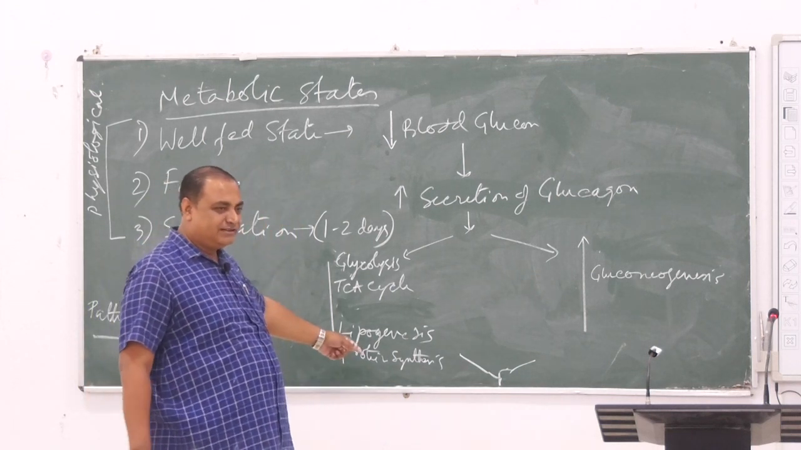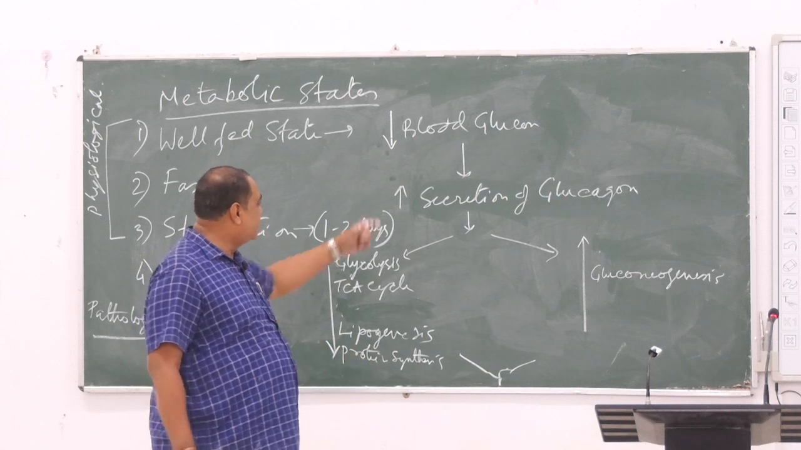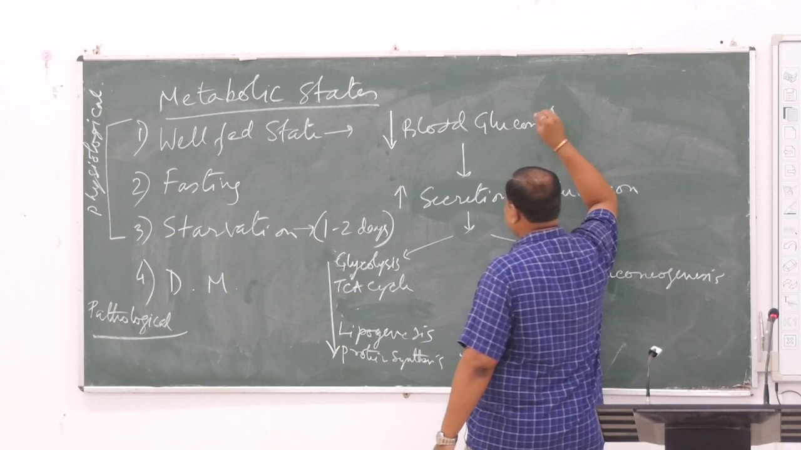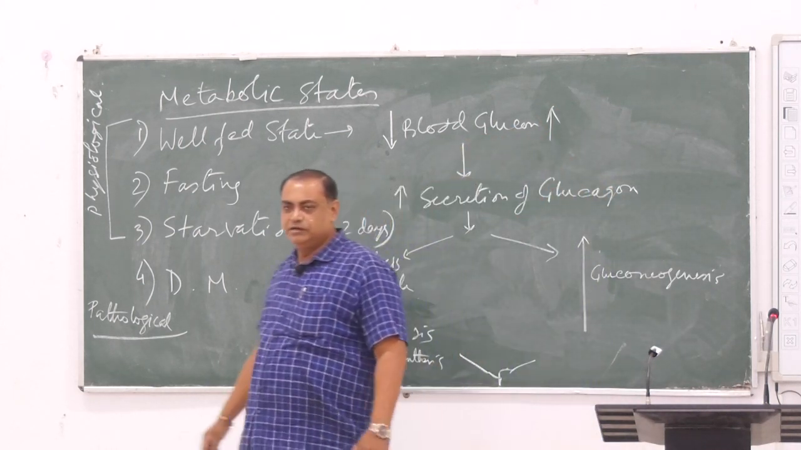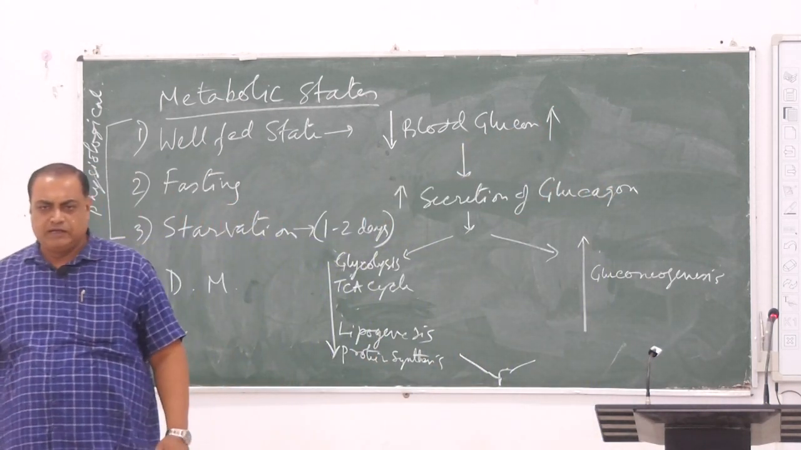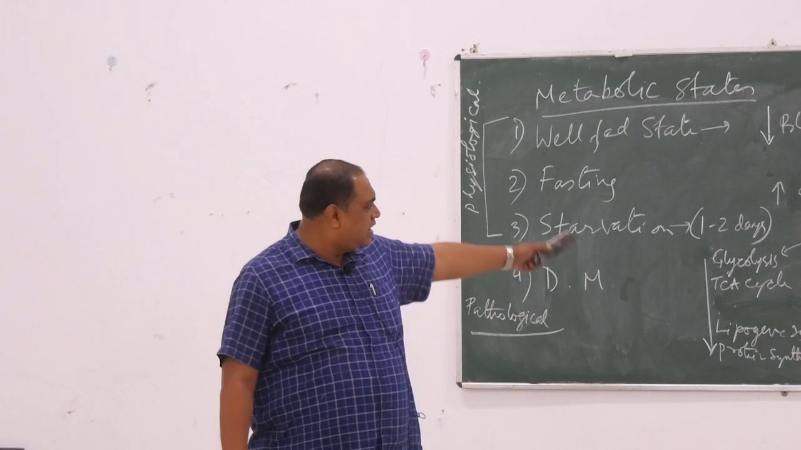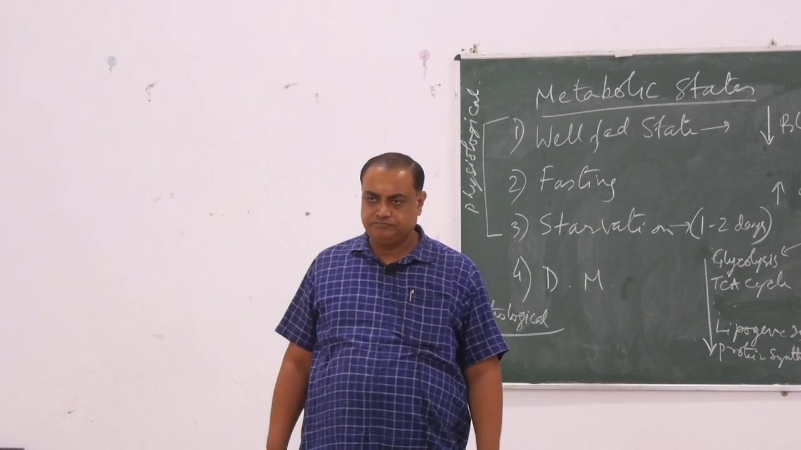But the story is not yet khatam. So it brings back, or tries to bring back, the blood glucose to normal as far as possible. As long as muscles are rich in protein, they will provide glucose and will try to maintain blood glucose level. Fine.